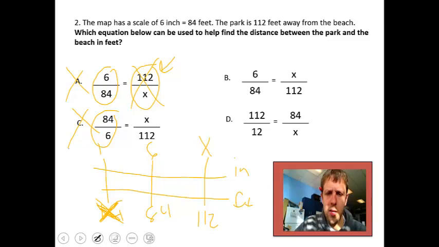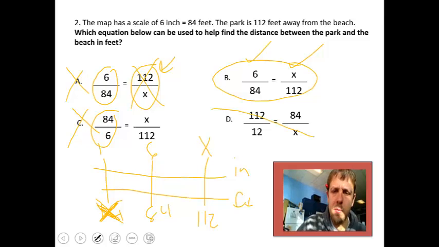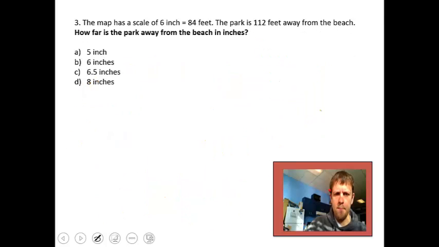Over here, it says 6 over 84. Okay, that's upright. And then x over 112, that also is upright. So we know that the answer is going to be B. But just to make sure, 112 is related to 12. Well, 12 is not even in the problem, so we know that D is not the correct answer. Alright, one more.